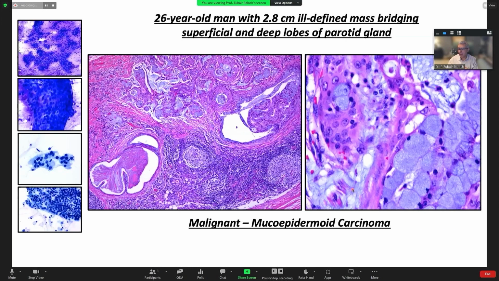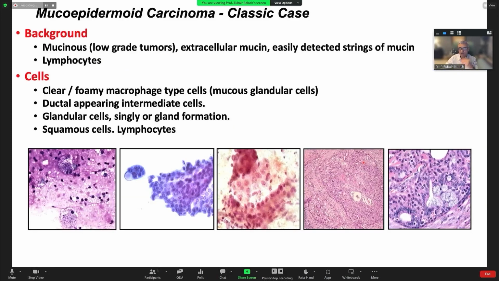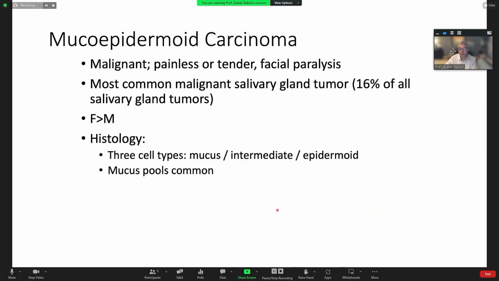Now, this is the follow-up, and again, it points out those really pinky cells, which are the intermediate cells, and the mucous cells, and we'll see it at higher power. I'm not going to go through this. This is all in atlases and books, but I think noticing those glandular or foamy cells or mucous cells, epidermoid cells, and intermediate cells is very important to make the diagnosis of this tumor.